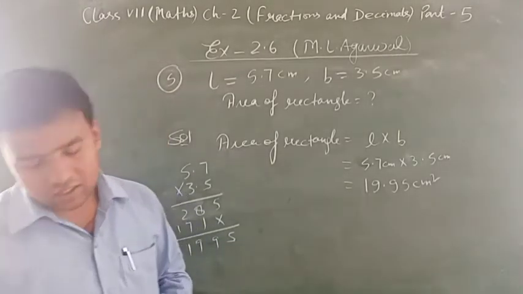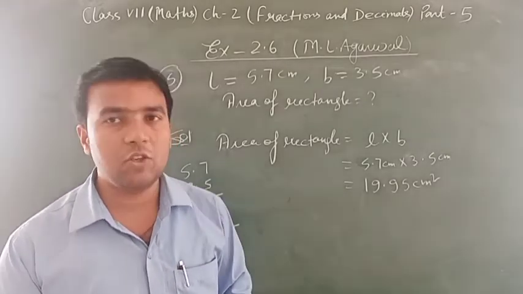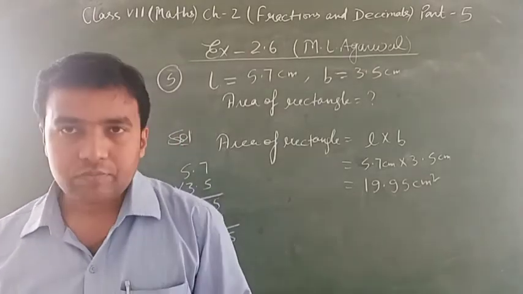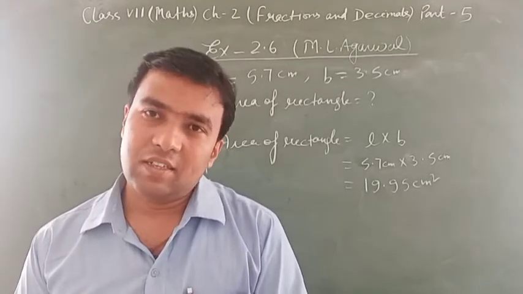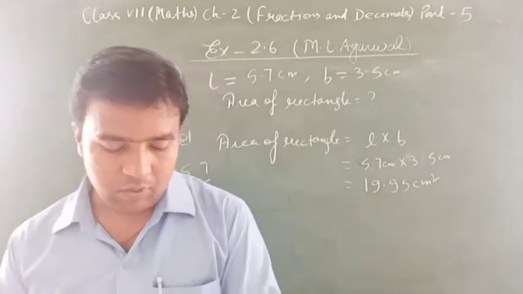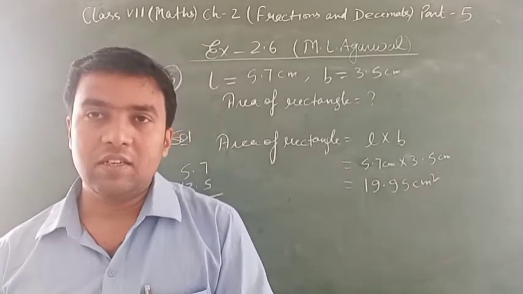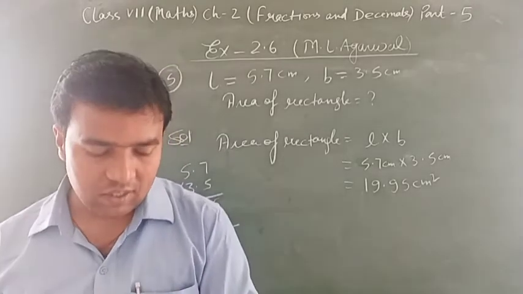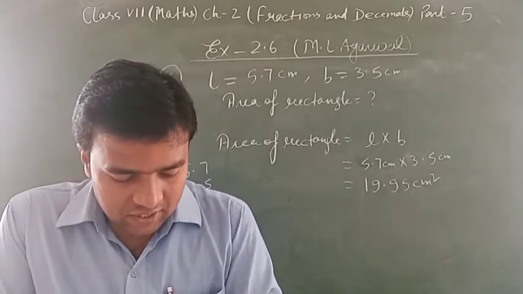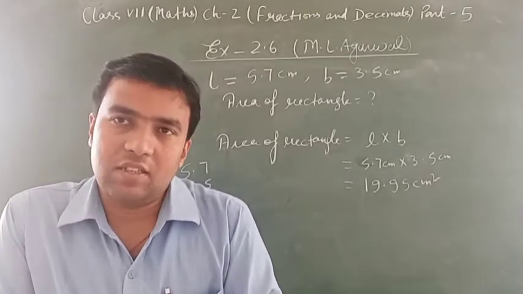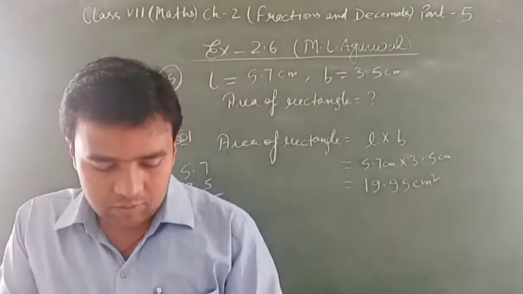Question number 6, the cost of 1 meter length of cloth is given, find the cost of 3.6 meters. Here you will multiply. Question number 7, a two-wheeler covers a distance. Here also you will multiply. 7, 8, 9, multiply. Means question numbers 6, 7, 8 and 9, multiply. In question numbers 10, 11, 12, division, you will divide. Question number 13 is a little bit changed, that I will explain. Clear?